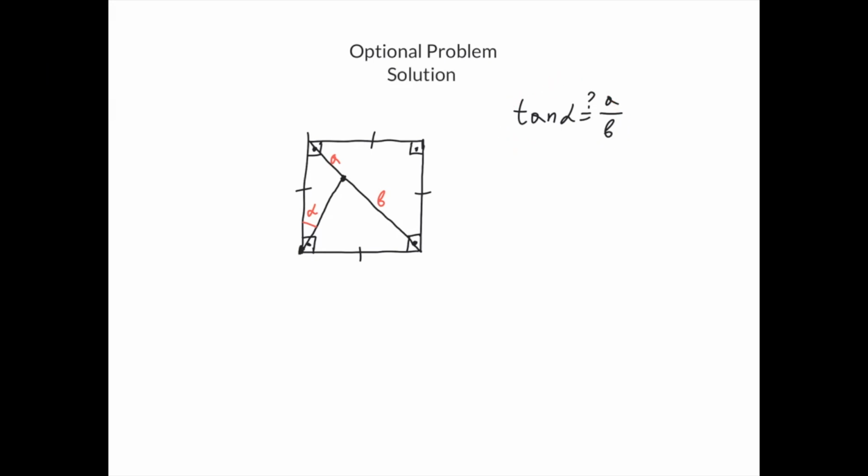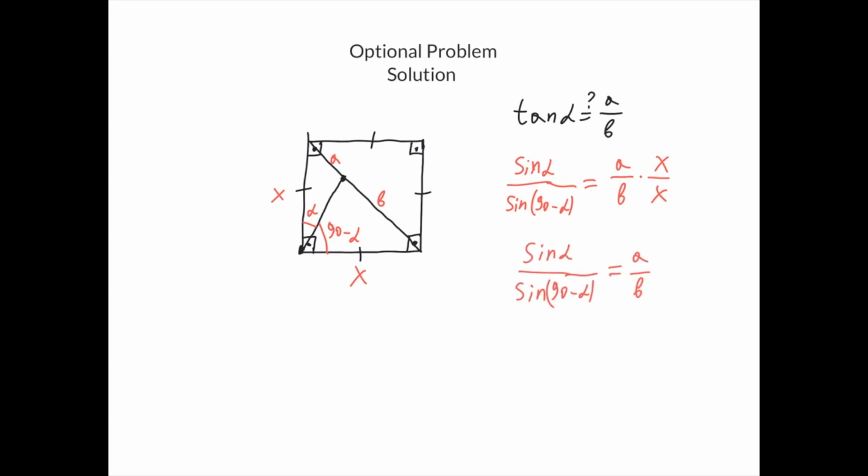And here's the solution. Suppose the side of the square is x, then this side is also x, and if this angle is alpha, then this angle is 90 minus alpha. And now we can apply the sine law for this triangle and this triangle to get the ratio of this sine to this sine. We get that sine of alpha divided by sine of 90 minus alpha equals a divided by b times x divided by x. But the two x's cancel out, so we get that sine of alpha divided by sine of 90 minus alpha equals a divided by b.